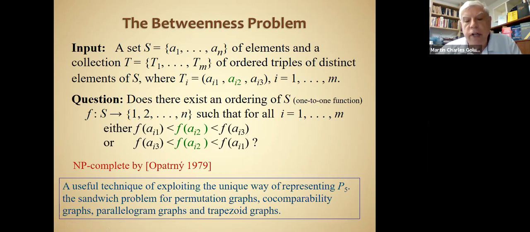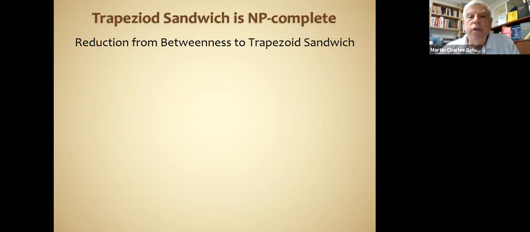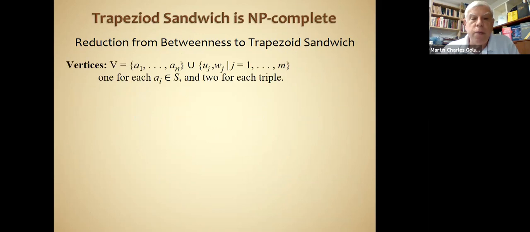And it's a useful technique for exploiting the unique way that a P5 will be represented in these classes of graphs. And I'll illustrate that for trapezoids. So the reduction from betweenness to trapezoid sandwich goes like this. I have a betweenness problem. I want to create a trapezoid sandwich problem that will reflect it. So I'm building that trapezoid sandwich problem as follows.